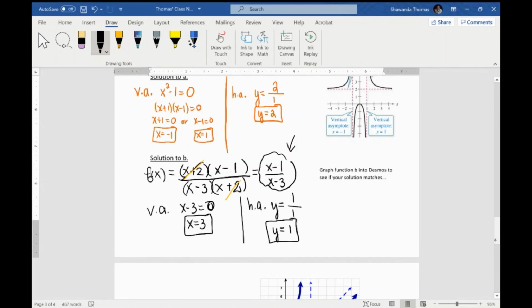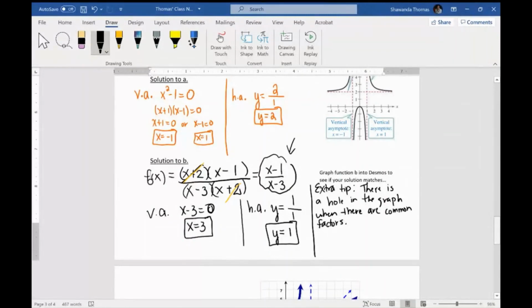All right. Here's an extra tip. There is a hole in the graph when there are common factors, like what just happened. So there are holes in the graph.